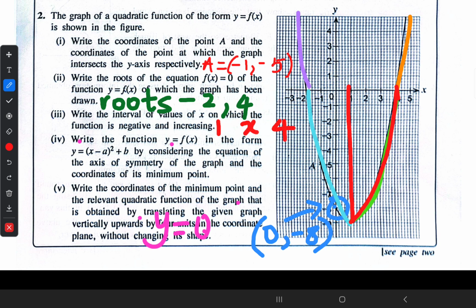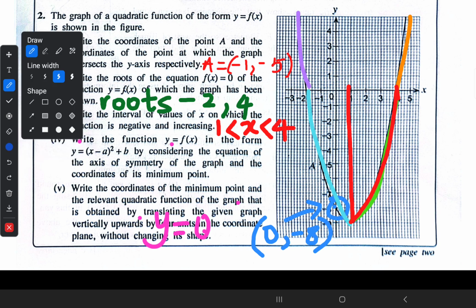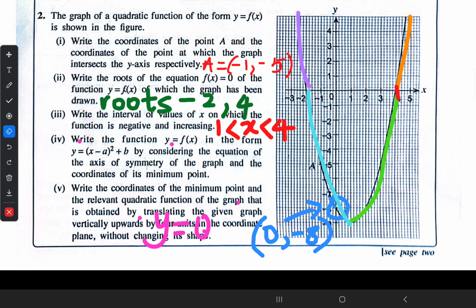When the value is in between 1 to 4, the function is negative and increasing as well. Here you can clearly see, no confusion with this question. The question is easy. We identified this is the region we need to concern. Negative and increasing, so its corresponding x values are 1 and 4. When x is located in between 1 to 4, that would be the negative and increasing region. And next question.